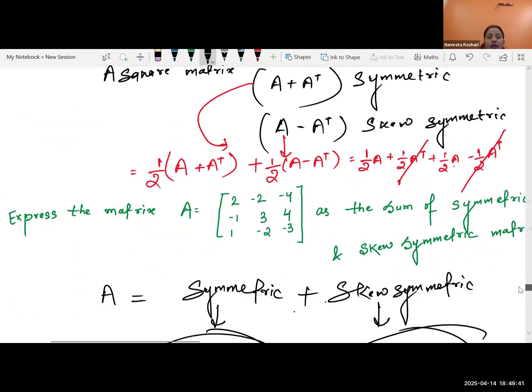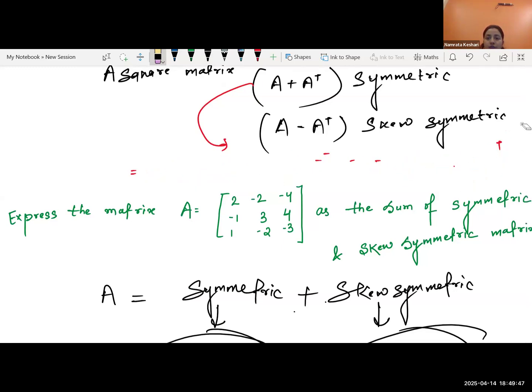Here I am finding A plus A transpose and A minus A transpose. And directly here only let's do the solution.